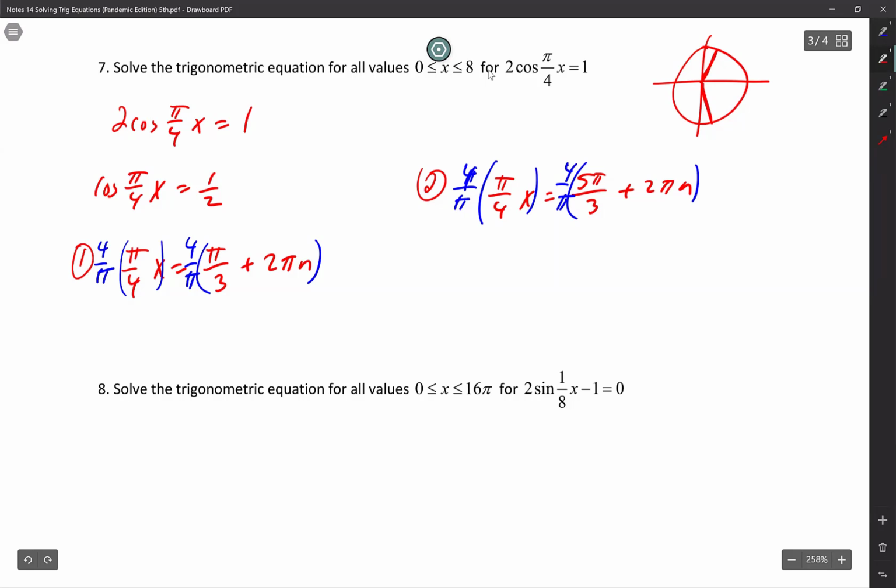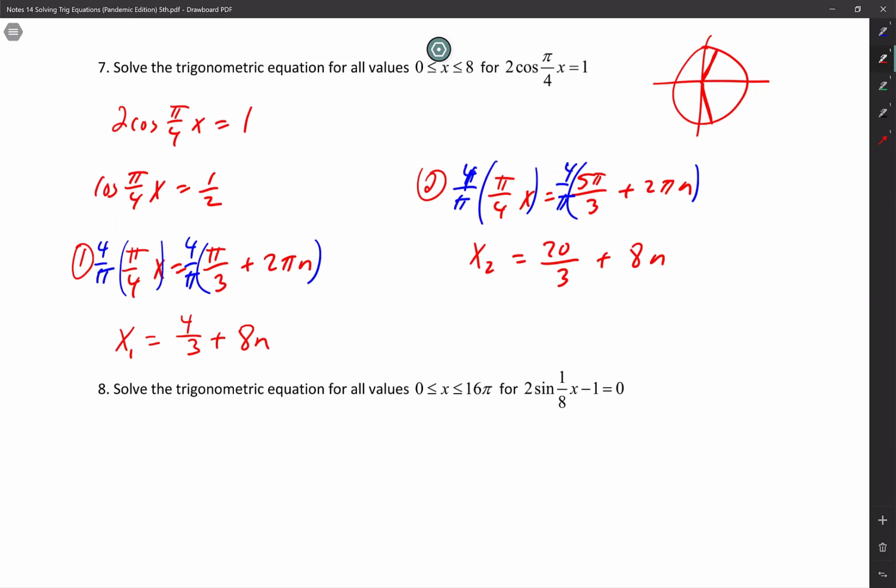So I'm going back to equation 1. So here we go. I'm going to get x equals, the pi's cancel out, and I get 4/3 plus, let's see, 4 times 2 is 8n, so 8n. I'm going to call that x1. I'm going to go to equation 2, and I'm going to say x2 equals, let's see, pi's cancel out. 4 times 5 is 20, so 20 over 3 plus 8n. And there it is. My domain is between 0 and 8, so I'm not going to add 8 or subtract 8 for that matter. So my solutions are going to be 4/3 and 20 over 3.